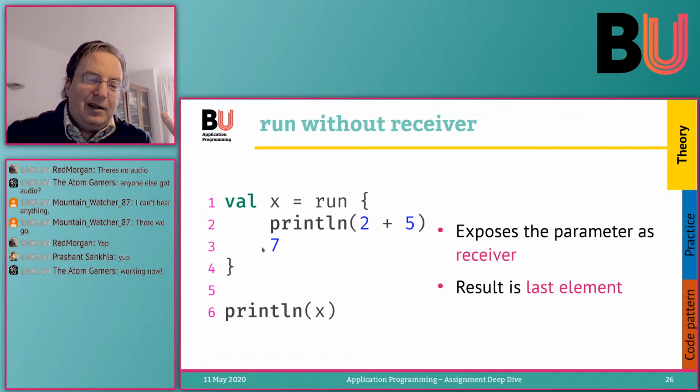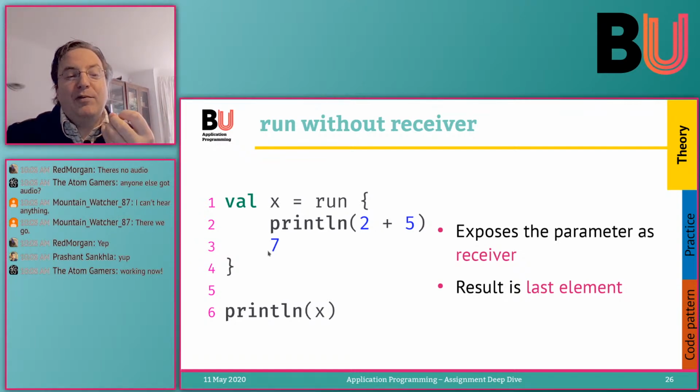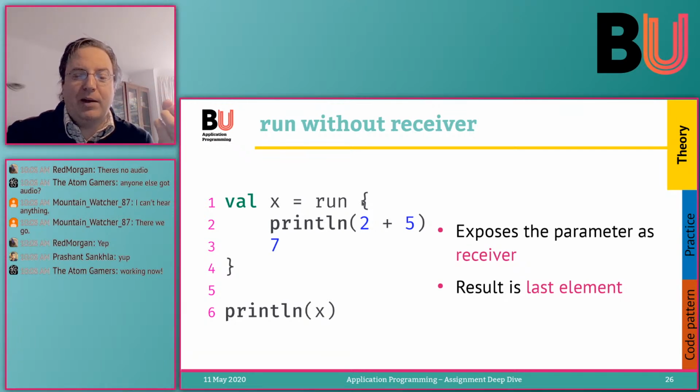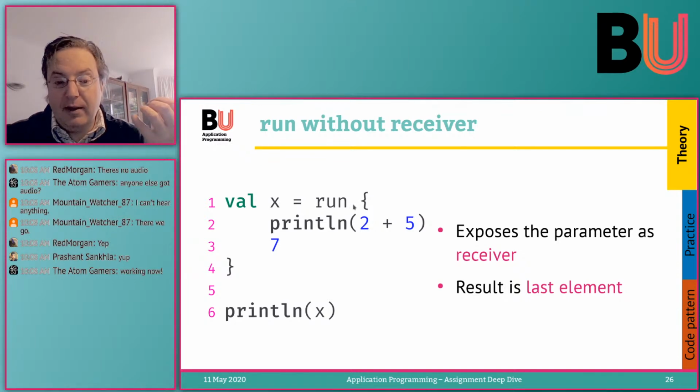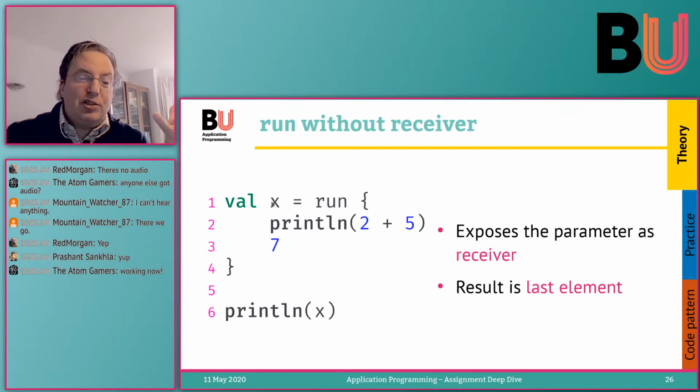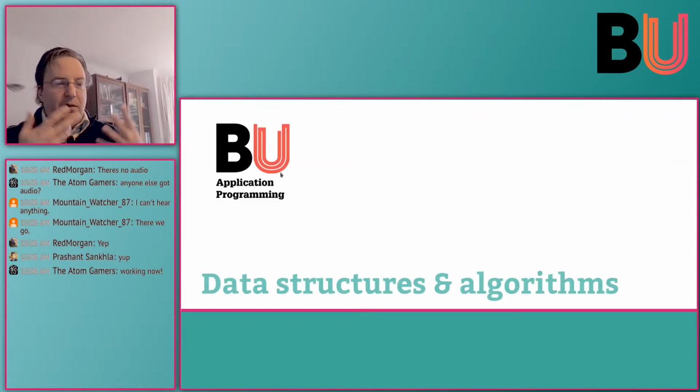So the value of the lambda will be the value of the last element, unless it has sufficient type information to know that it is unit, in which case the return of the lambda might be unit. In this case, the value of x becomes 7 here, and it prints 7 as well. And this particular run does not necessarily take a receiver. It might have the receiver, which is the outer class in which context it lives, but run exists without a receiver as well.